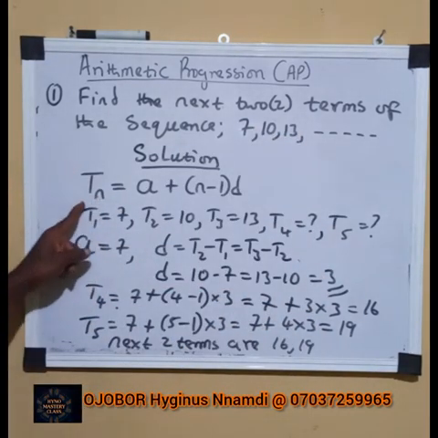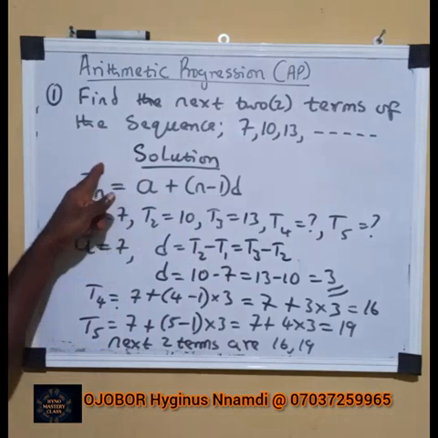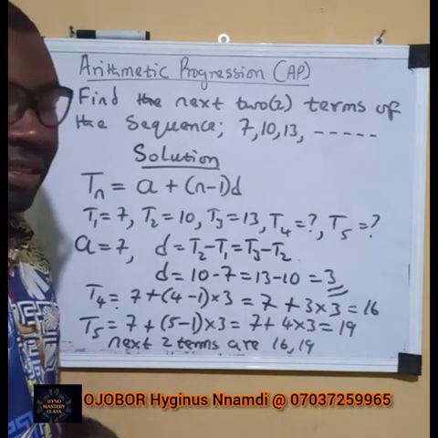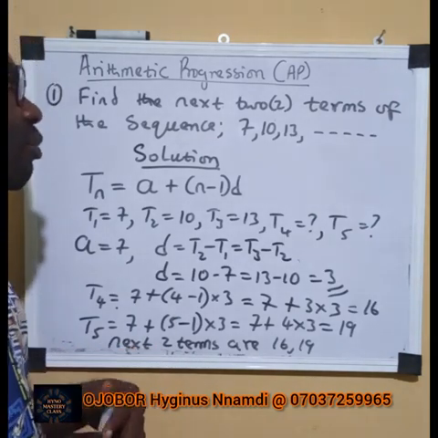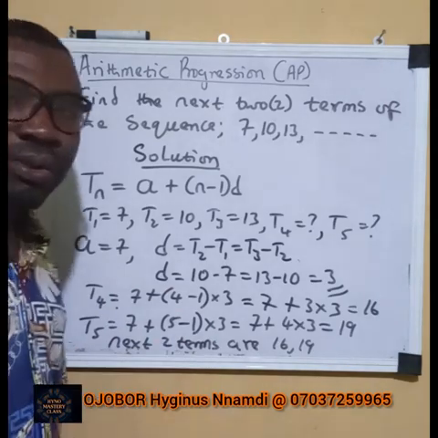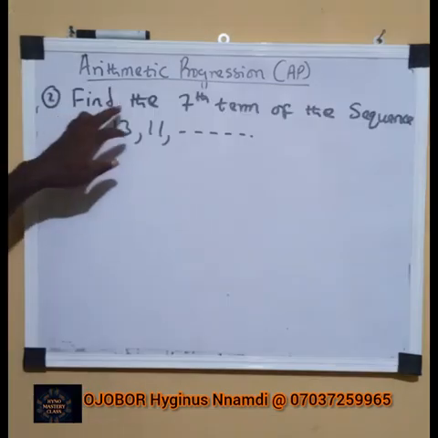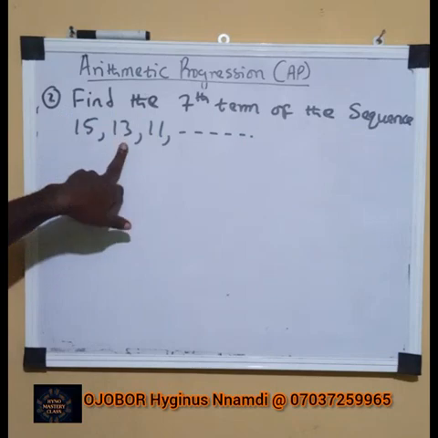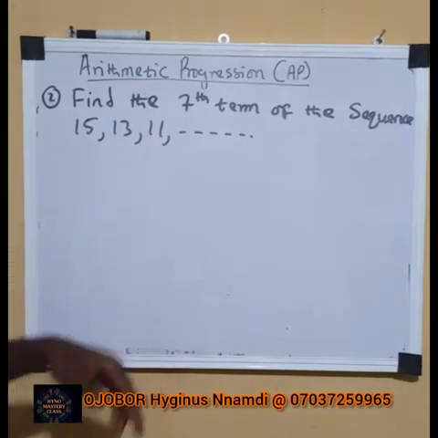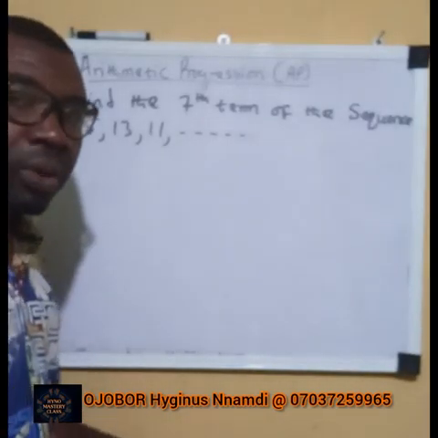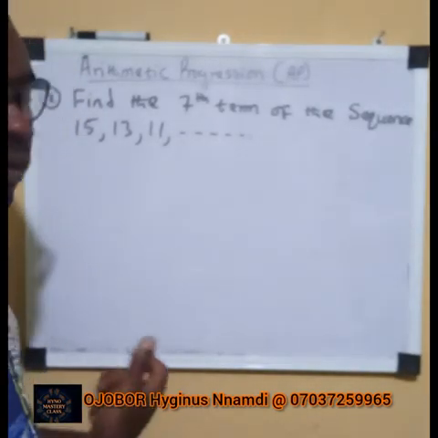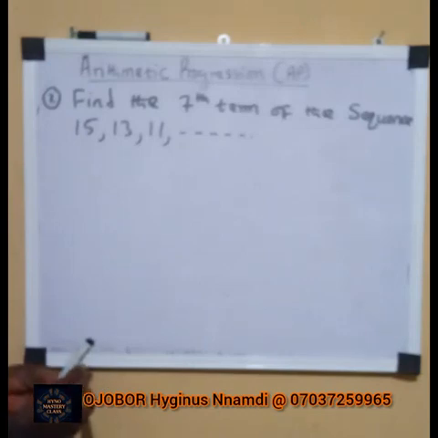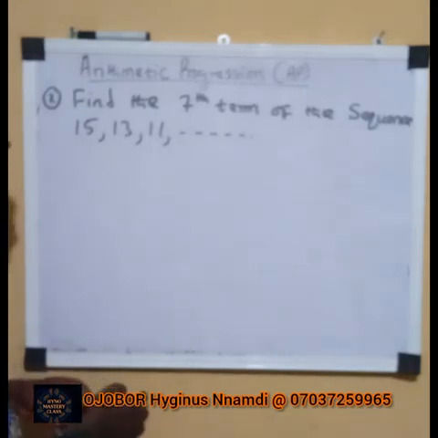So this is the formula, like I said, to get an nth term of an arithmetic progression or a linear sequence. This is just one of the types of questions we'll see. Let us look at another question. To find the seventh term of the sequence 15, 13, 11, and so on and so forth. Like I said, you need to know what type of sequence it is before you know what to solve. Looking at this, I already know that it is an arithmetic progression or linear sequence.